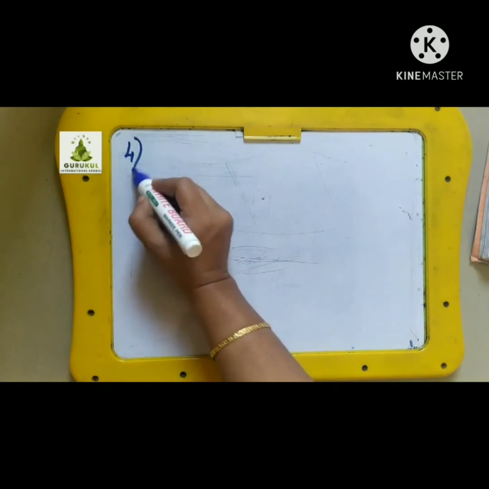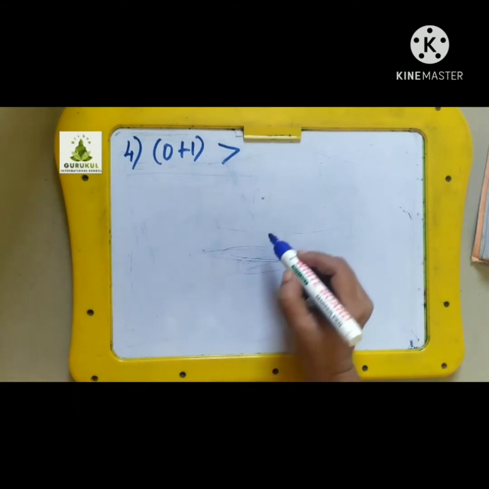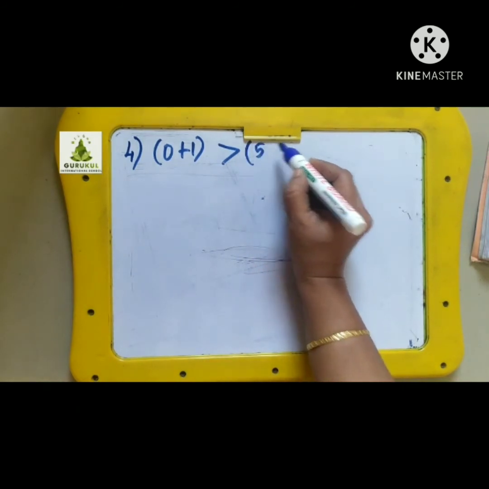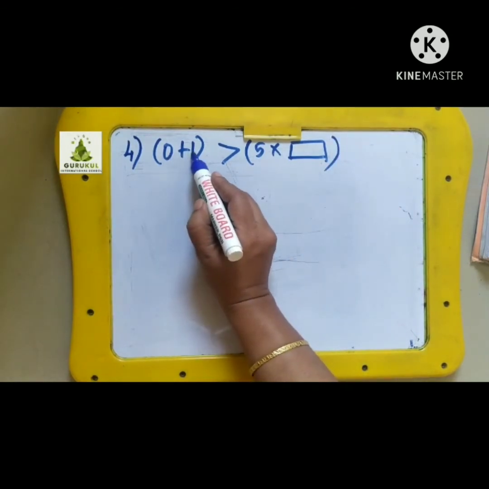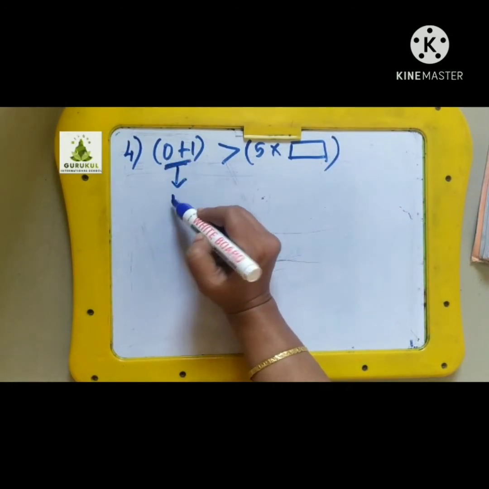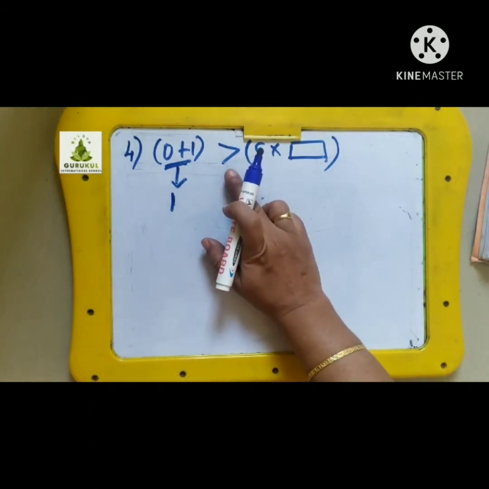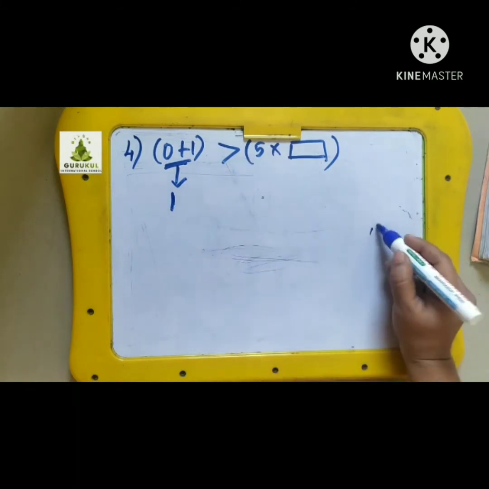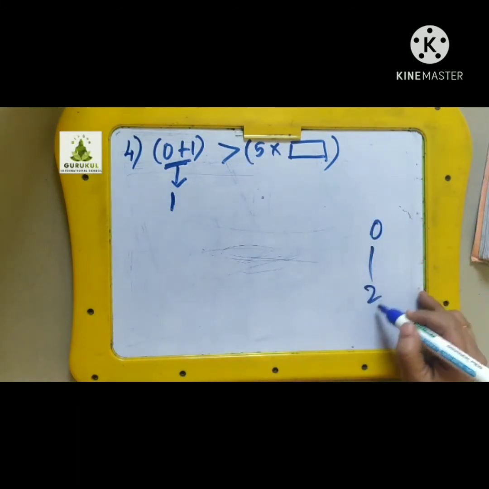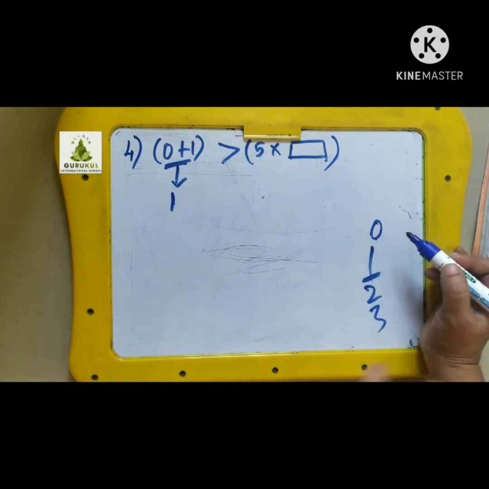Then see the fourth one you have there: 0 plus 1, and the calculation comes as greater than 5 into some number. Now let's see over here 0 plus 1, the answer will be what? 1. So your left hand side answer you got 1. Now they are telling that this 1 is greater than the right hand side, whatever answer comes. Now 1 is greater than what number? 0, 1, 2, 3. If you write the series, you get 1 as a bigger number than your 0 only.